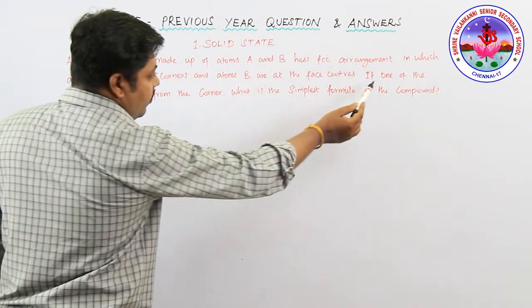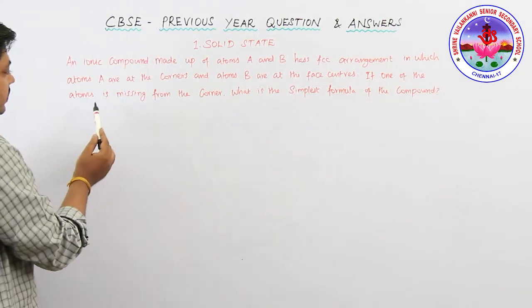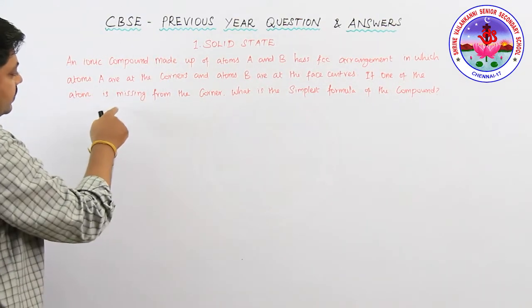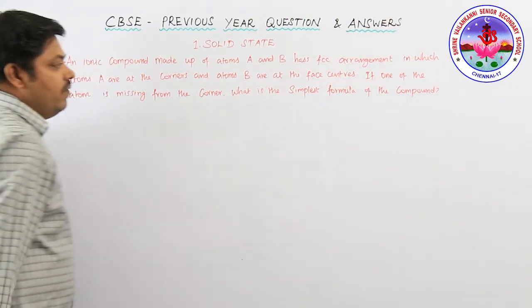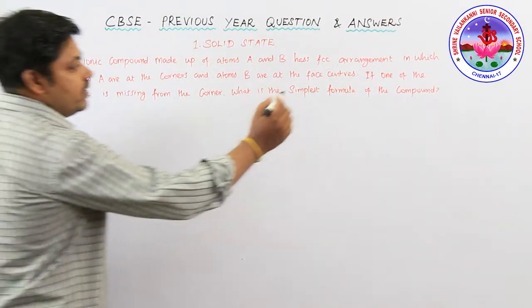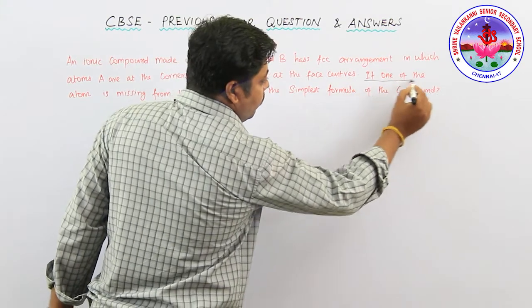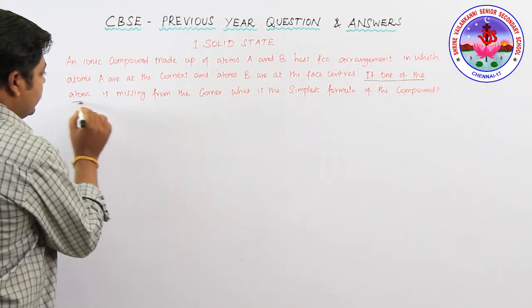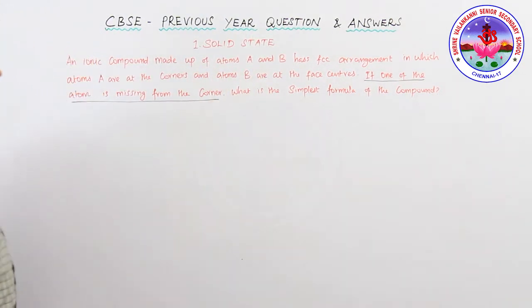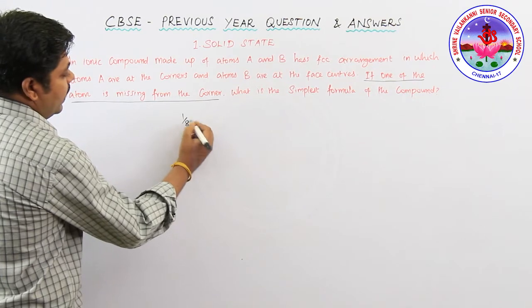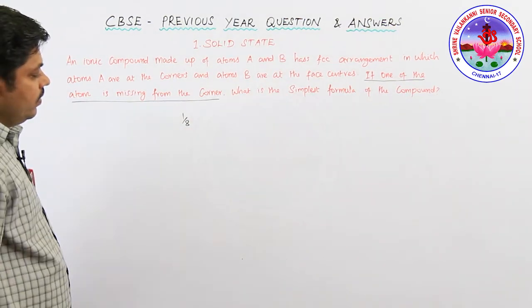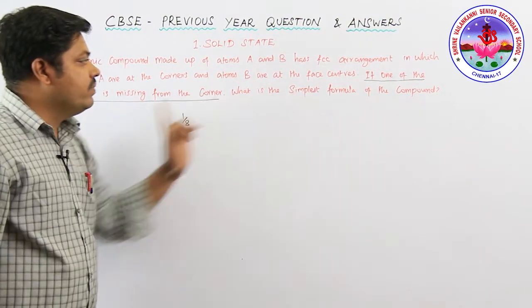So, if one of the atoms is missing from the corner, what is the simplest formula of the compound? Here you must note down, if one of the atoms is missing from the corner, this is the main point. The contribution of an atom at the corner, as you already know, is 1 by 8. But here one of the atoms is missing.